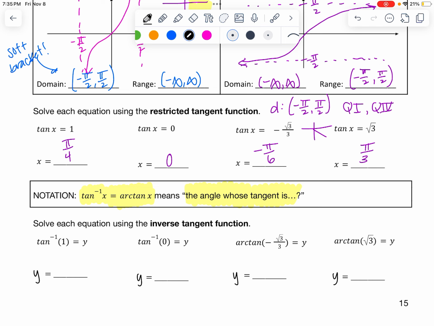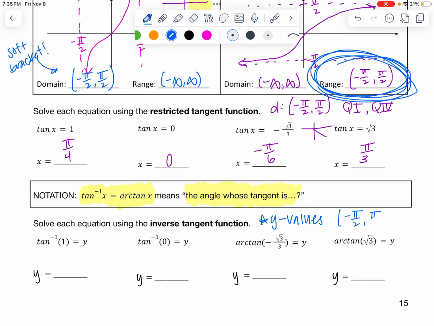So again, we are talking about your y values. The y values, we're talking about the range, and the range of my inverse trig function for tangent is from a negative pi over 2 to a positive pi over 2. So again, you're talking about quadrants 1 and 4.